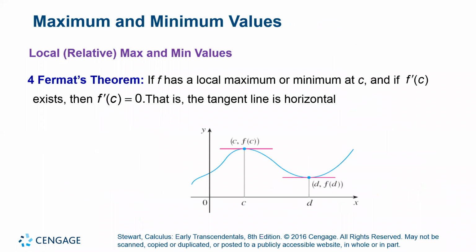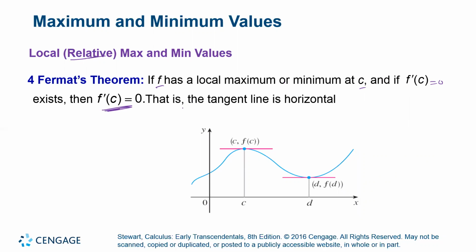Okay, so now let's continue. We also want to look at local maximum or local minimum values. Another name for local is relative. So here relative maximum, relative minimum, we are referring to the local extreme values. This theorem is called Fermat's theorem. It says that if a function f has a local maximum or minimum at c, and if f'(c) exists, then f'(c) = 0.